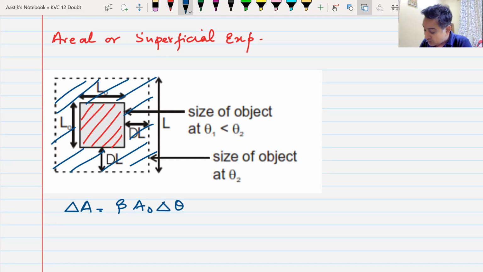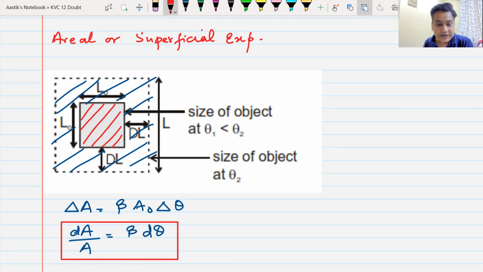Yes, sir. I can write it this way also: dA by A is equal to beta into d theta, if at all a question comes which involves variable beta and all those. You can write it like this as well. Yes or no? Yes, sir. Okay, then you can find out the final area. The final area A will be A naught plus delta A.